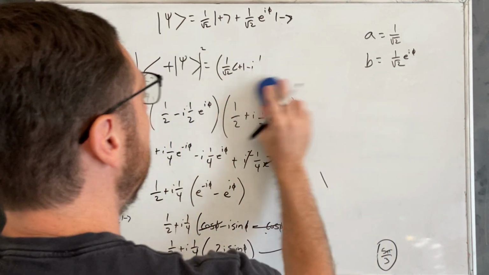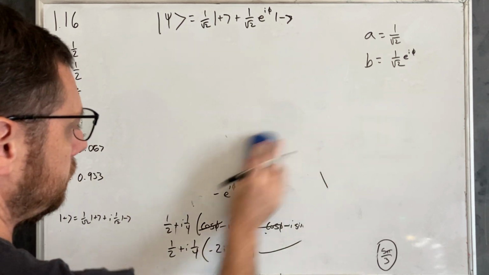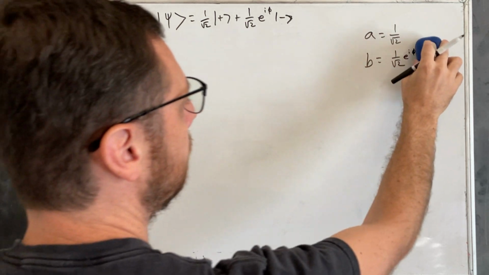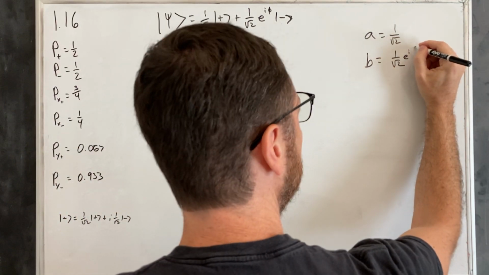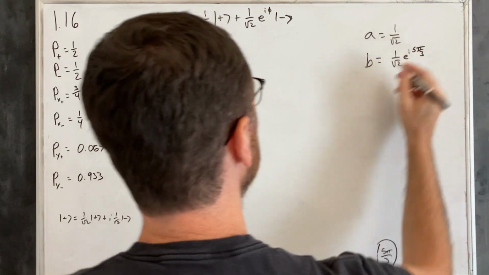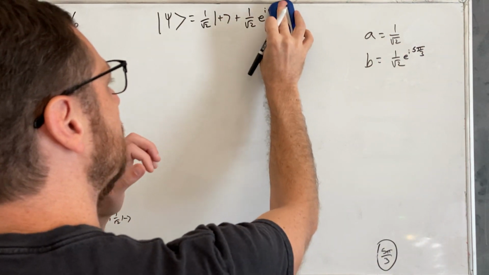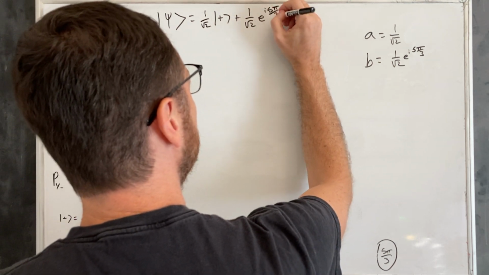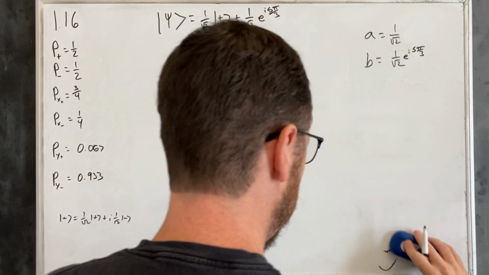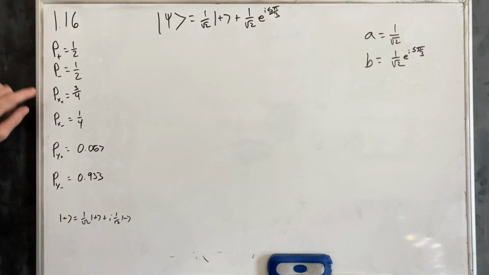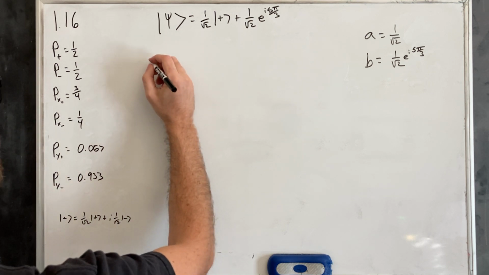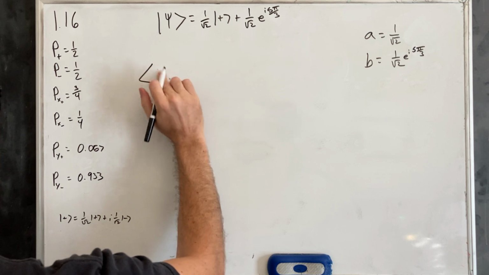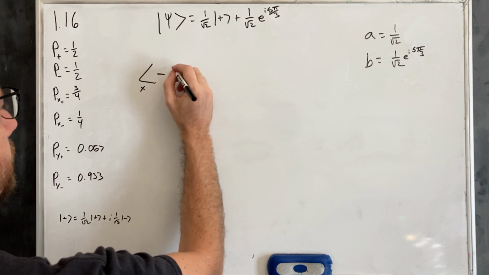All right, so that means that we can replace our phi here with 5 pi over 3. And right here, give myself some room, 5 pi over 3. All right, and that should be it. You can do a quick check just to make sure. Let's do x in the down direction, which should be 1/4. So let's do down in the x direction.